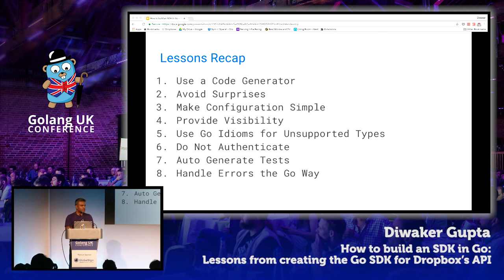Don't do any authentication within the SDK. Let applications handle that, and the SDK should just accept a pre-authenticated token. Where possible, auto-generate your test cases as well. It gives you really good coverage and makes sure that across languages, across platforms, your test cases are providing the right coverage. And then finally, for error handling, make sure you're implementing the error interface.